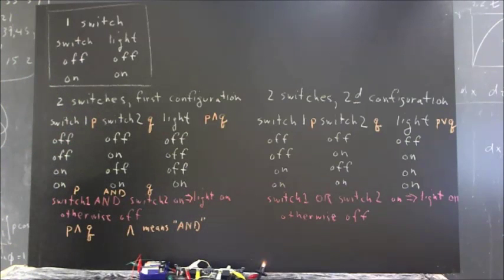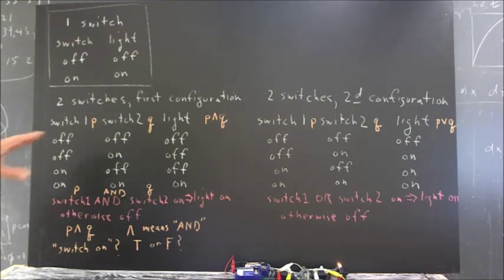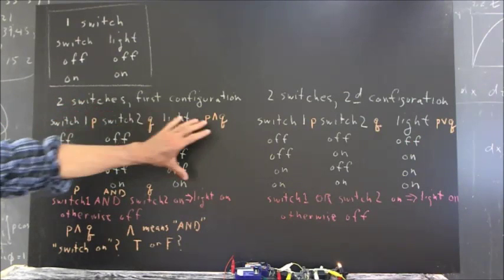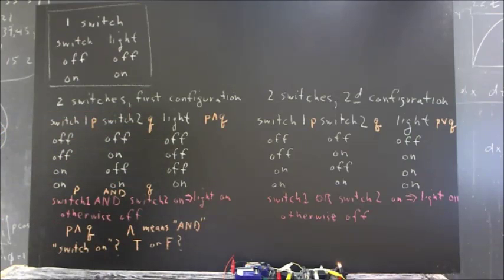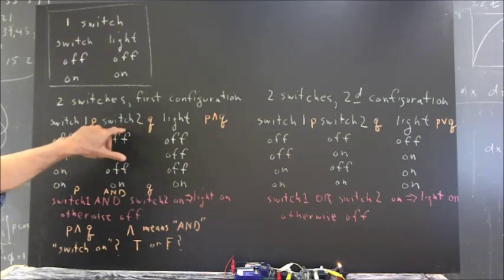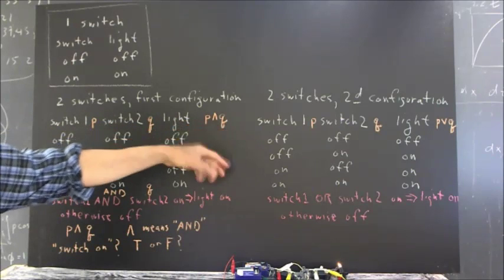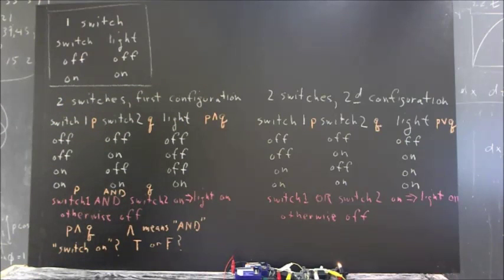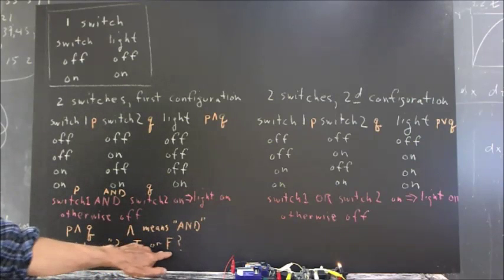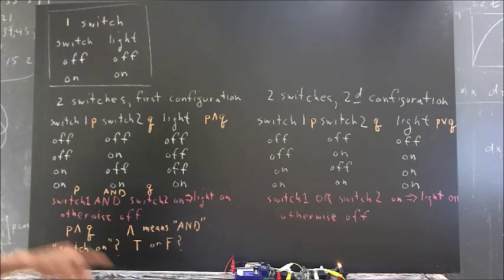So now we can list our rule for the first switch. Okay, I'm going to back up just a little bit. We want to look at this table that describes the behavior of the two switches. Switch 1 will stand for P. Q will stand for switch 2. P and Q means two switches are both on. Okay, so is the switch on? Question mark. Well, we're going to answer the question for each of the switches as to whether it's on or off by true or false. True if it's on, false if it's off.